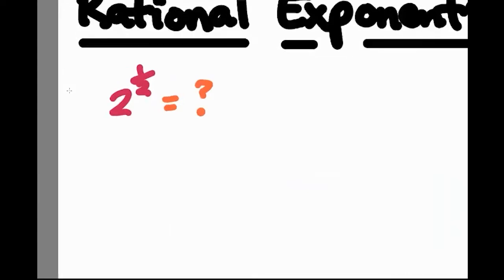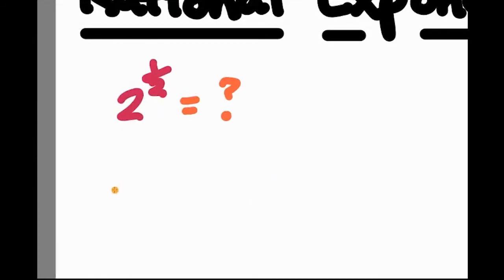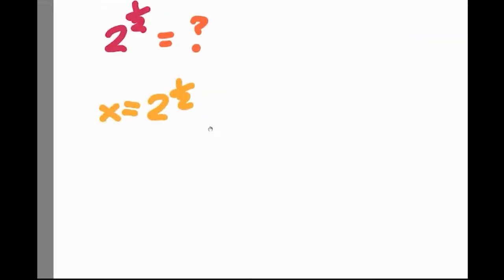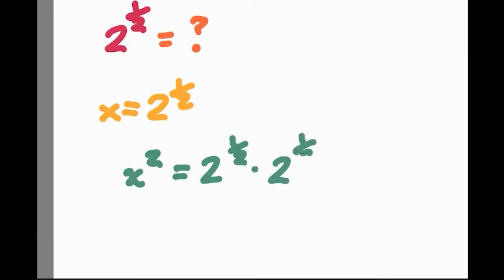All right. So 2 to the 1/2 power. What I'm going to do is I'm actually going to set this equal to x. I'm going to say x is equal to 2 to the 1/2 power. And what I'm going to do with this is I'm going to square it. So I'm going to do x squared. This is going to be equal to 2 to the 1/2 times 2 to the 1/2.